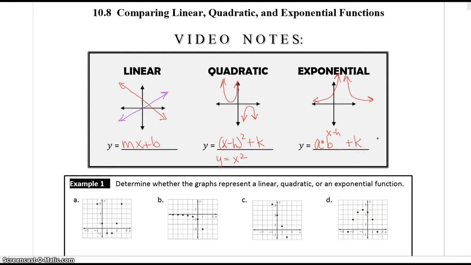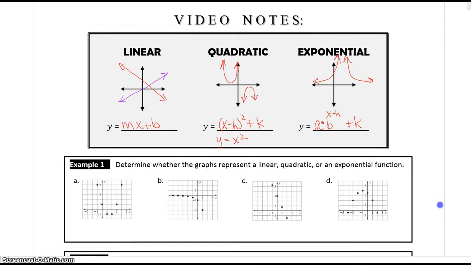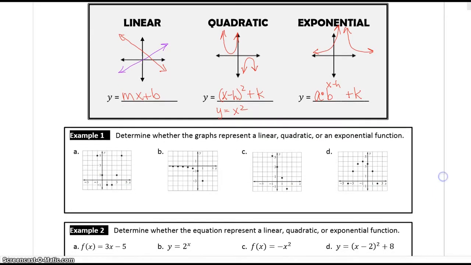Okay, so example number 1 says determine whether the graphs represent a linear, quadratic, or exponential function. So let's go ahead and connect these dots. And we can see that this is a U shape or a parabola, so this is a quadratic.